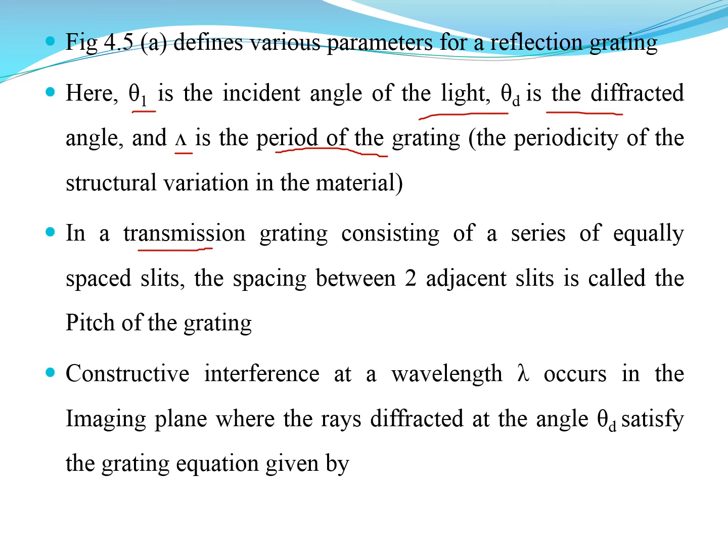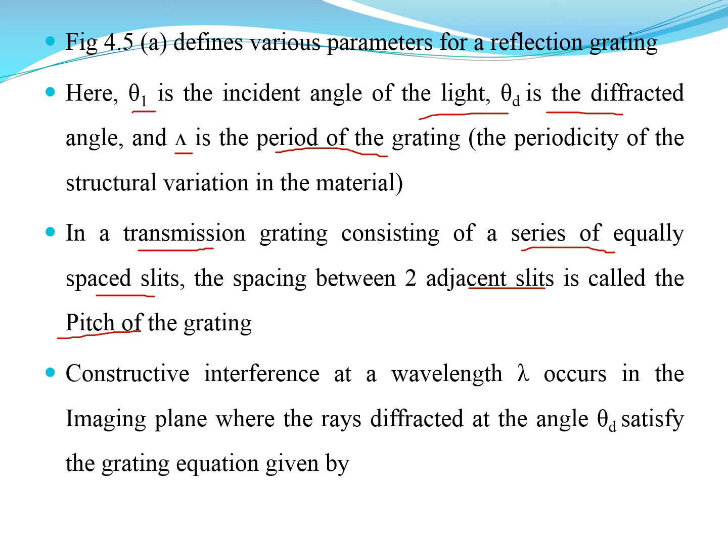In a transmission grating, if I consider, it consists of a series of equally spaced slits. The spacing between two adjacent slits is called the pitch of the grating. So it has equally spaced slits, and between these two slits we have a certain distance, which is called the pitch of the grating.